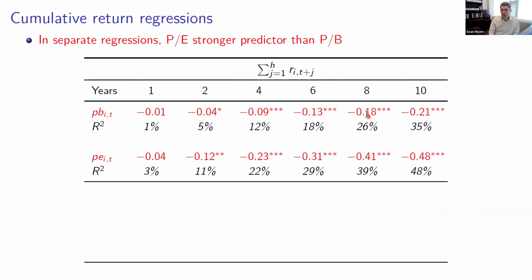In terms of coefficients, we get a larger negative coefficient for the price earnings ratio than the price book ratio. And in terms of R squared, we find that the price earnings ratio accounts for more of the variation in future returns than, say, the price book ratio.